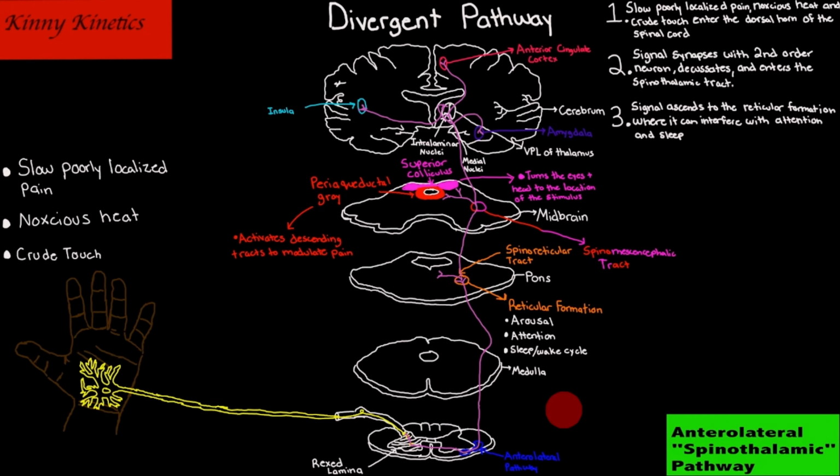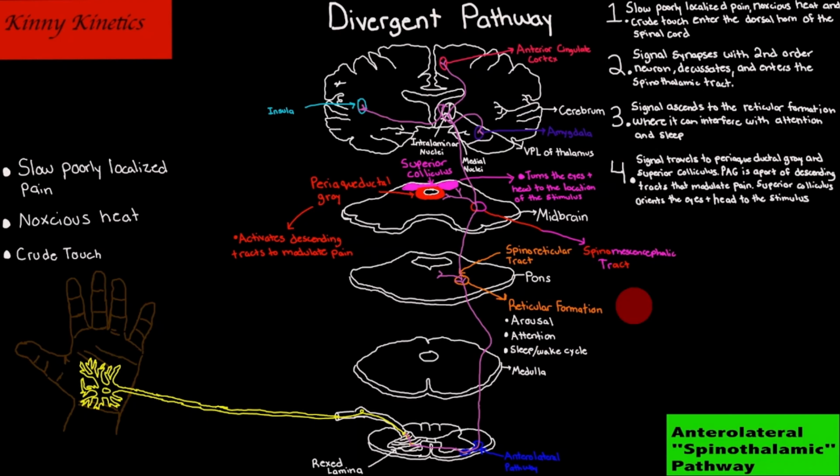Number 3. The signal travels to the brainstem to the reticular formation. Here, the pain can interfere with your arousal, attention, and sleep-wake cycle. This is known as the spinoreticular tract. Number 4. The signal continues to travel in the spinothalamic tract until it reaches the midbrain. Here, the signal synapses with neurons in the periaqueductal gray and the superior colliculus. The periaqueductal gray can modulate pain through descending inhibition, and the superior colliculus orients the head and eyes to where the stimulus is. Collectively, this is known as the spinomesencephalic tract.